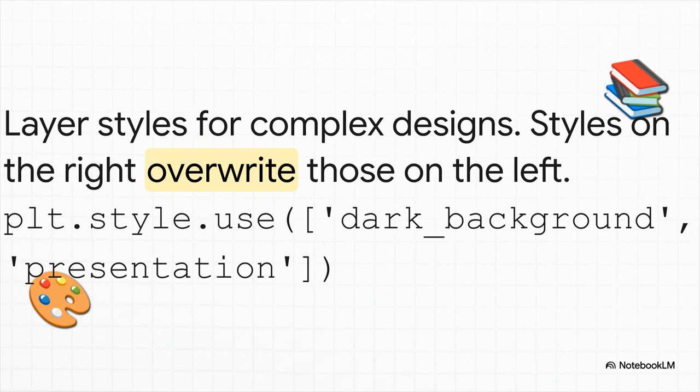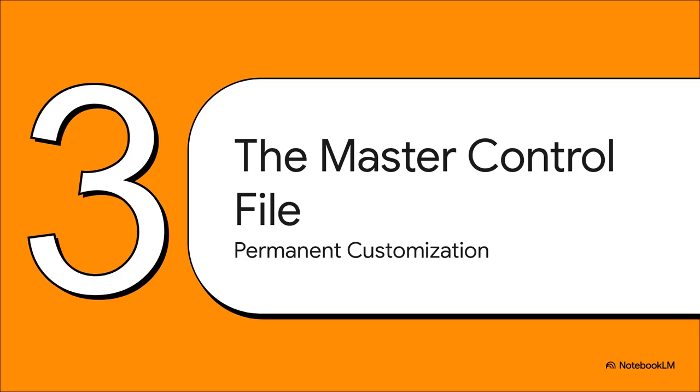Now, what's even cooler is that you can stack them. You can pass a list of styles, and Matplotlib just applies them in order. So here, for example, it would first apply the dark background, and then it would apply the presentation style on top of it, maybe making the fonts and lines bigger for a slideshow. It's just incredibly flexible. But what if you have your style, a look you want on every single plot automatically, without even having to type that style.use command every time?